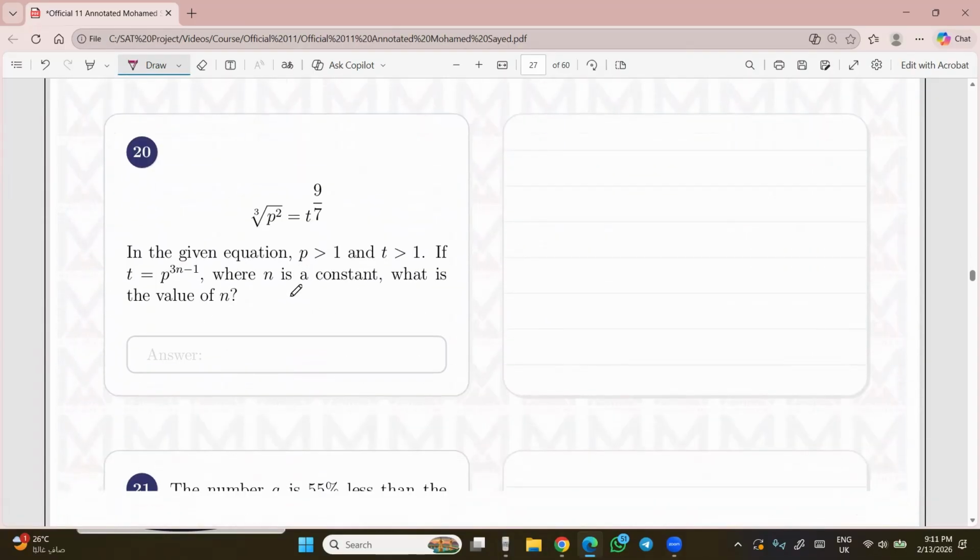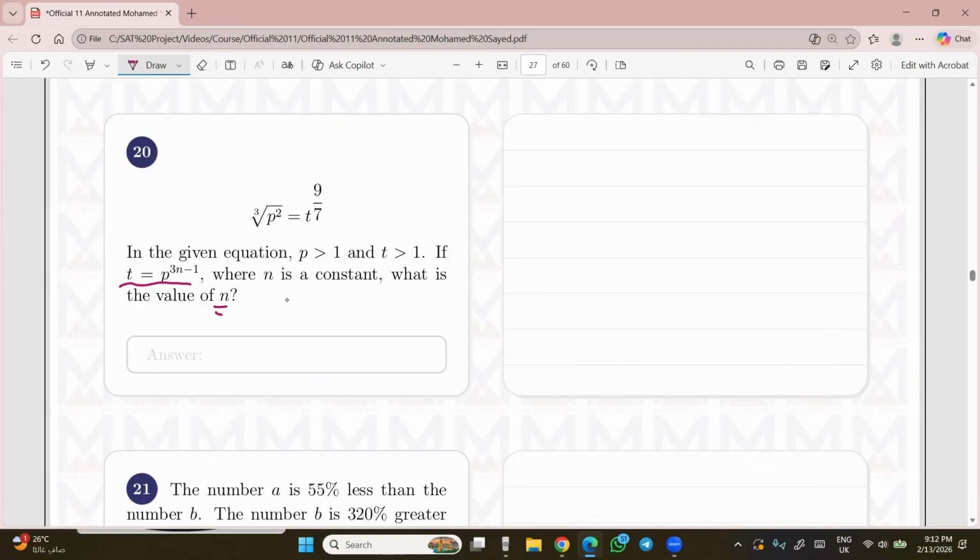Question number 20. The cube root of b squared is equal to t to the power of 9 over 7. How can we get that? Yeah, and we have another equation here. Sometimes the second equation is given inside the question. In the given equation, t is greater than 1, and n is a constant. What is the value of n?